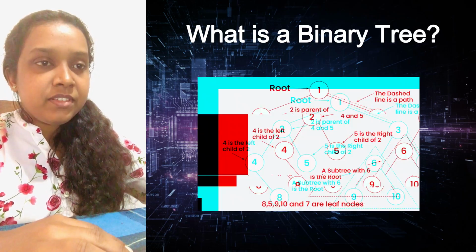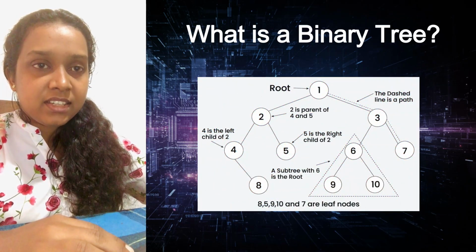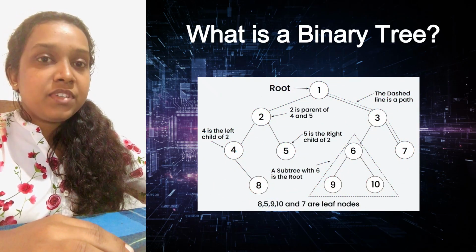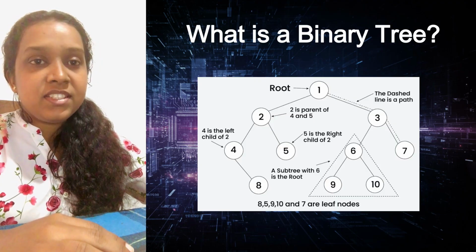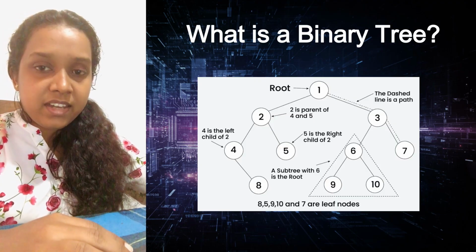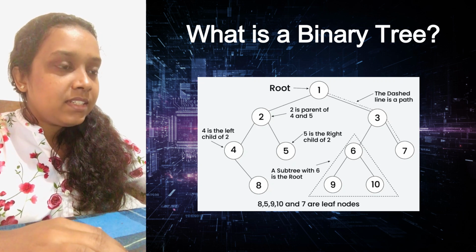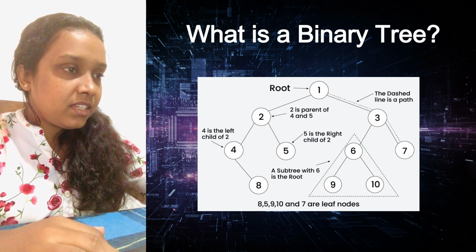Let's see what is a binary tree. A binary tree data structure is a hierarchical data structure in which each node has at most two children referred to as the left child and the right child. Let's see the picture here.